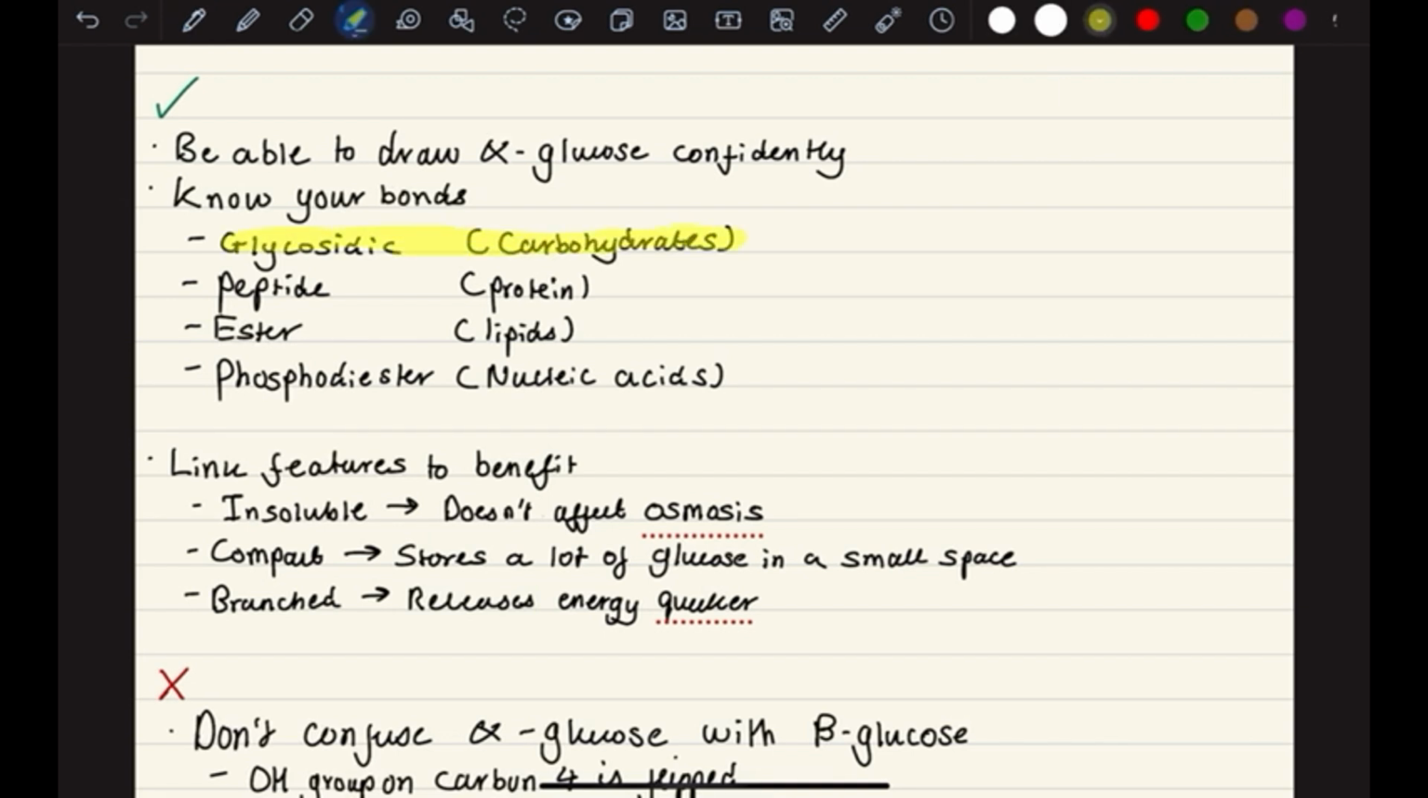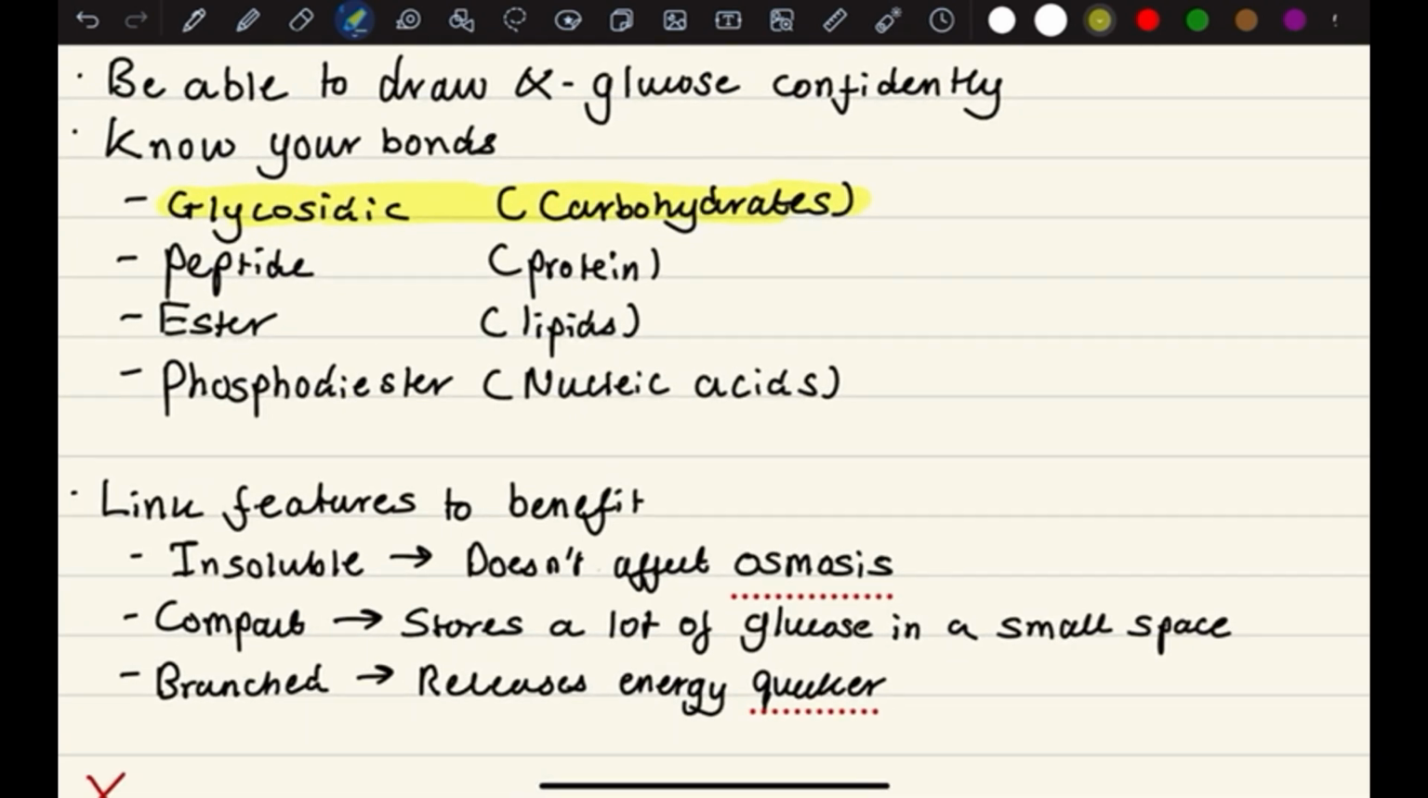But if you're a bit more further in your A-level and AS level, you're going to know peptide bonds are in proteins, ester bonds are in lipids, phosphodiester bonds are in nucleic acids. So you just need to be aware. You need to be able to name the bond when it's in a molecule. Please do not forget which bond belongs to each molecule.